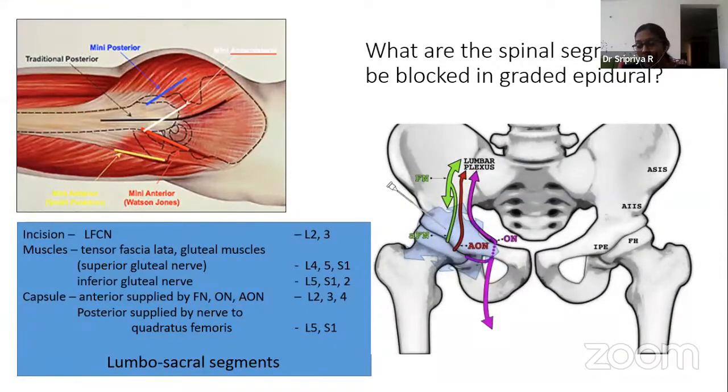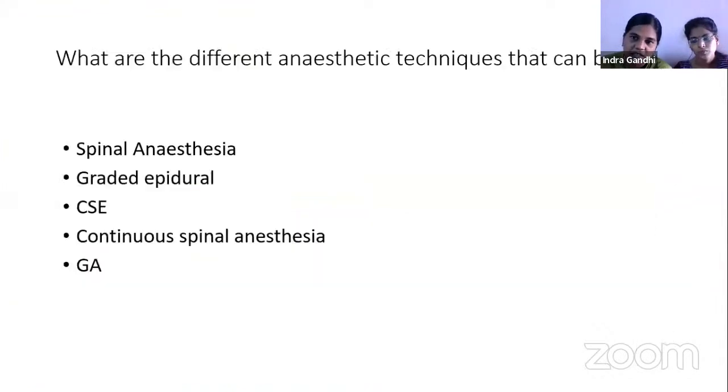The advantage of using a combined spinal epidural over graded epidural: in graded epidural, there may be sparing of sacral segments. So we have the advantage of both spinal and graded epidural. We can use a low dose spinal, so the problem of getting a high spinal can be avoided, and then we can prolong the block by using epidural. The disadvantage is you cannot ensure that the epidural is in position, like what we discussed previously. So combined spinal epidural, the advantage is that you can give a low dose of spinal with a graded epidural and continue that in the post-operative period also.